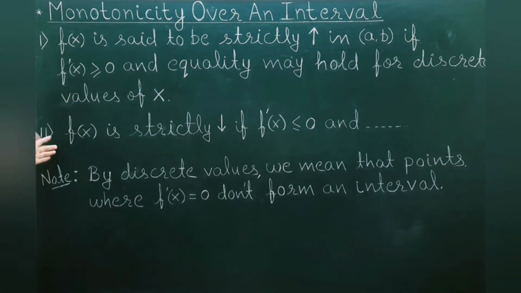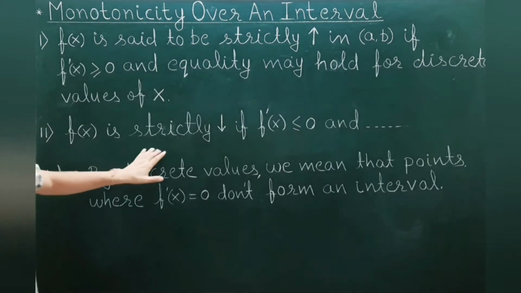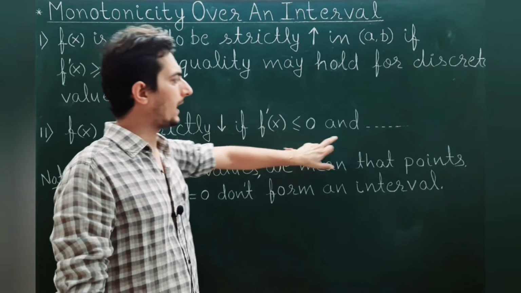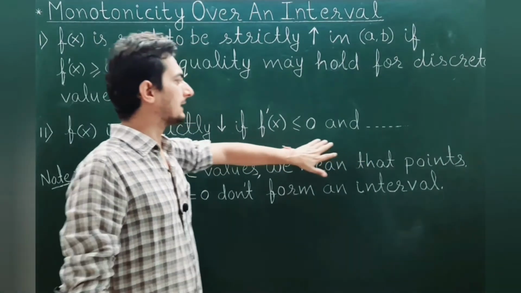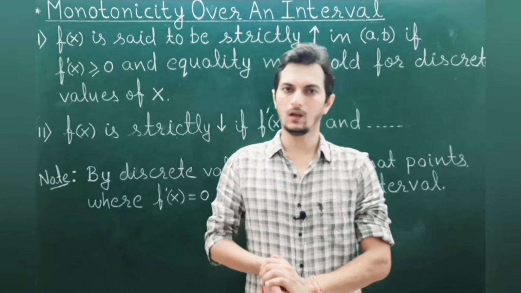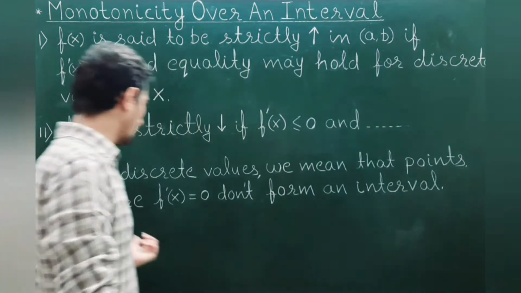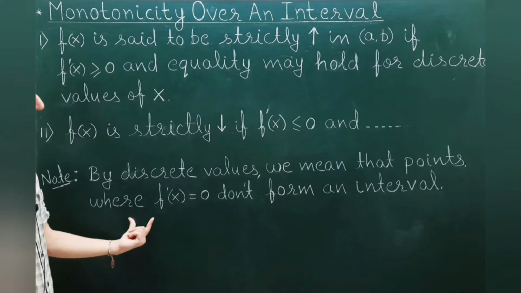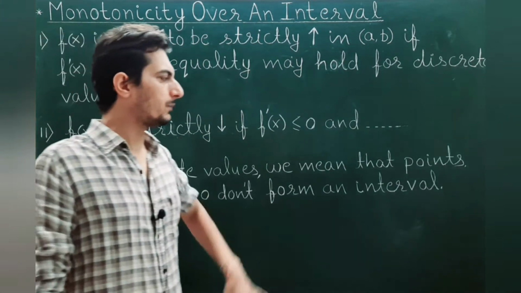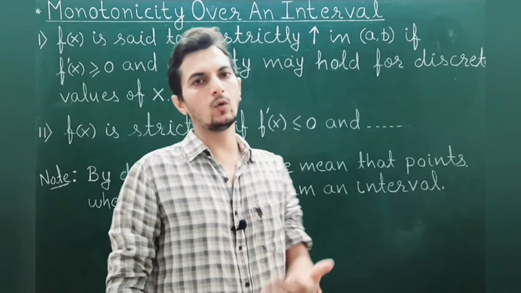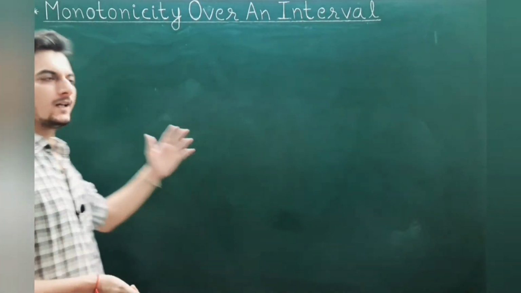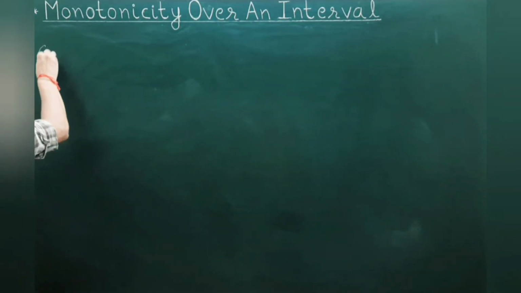And the second point, again, f(x) is strictly decreasing if f'(x) is less than or equal to 0, and again the next condition is the same, that equality may hold for discrete values of x only, right? So for discrete values of x, f'(x) can be 0 and it should not form an interval. Let me try to explain it to you with the help of an example, with the help of a graph.